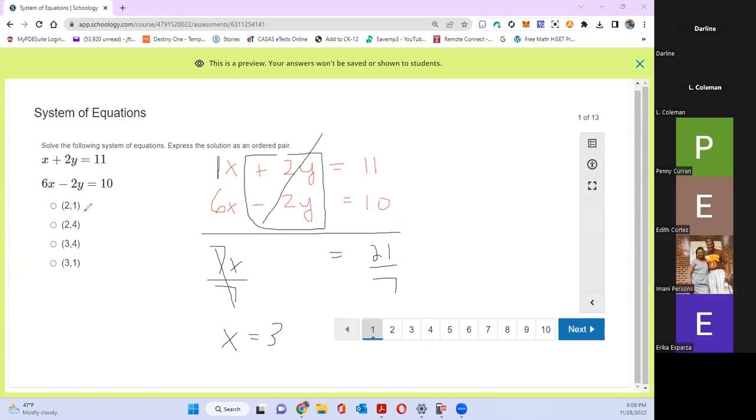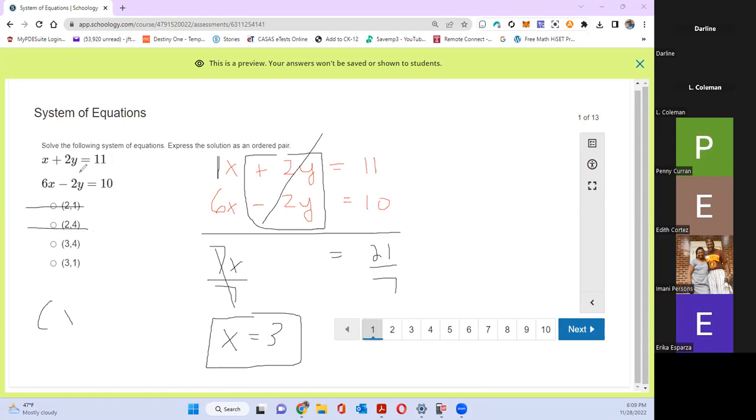Three. So right away, we know it can't be A, we know it can't be B, because x is 3. And we remember a system of equations has two solutions, 3 and some other solution. So C and D both have 3 as one of the solutions. Now, once we solve for x, what are we going to do? Plug it back in.